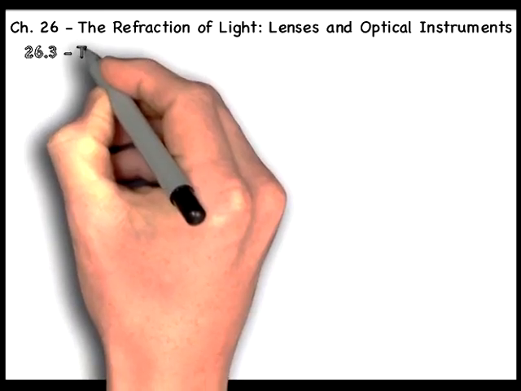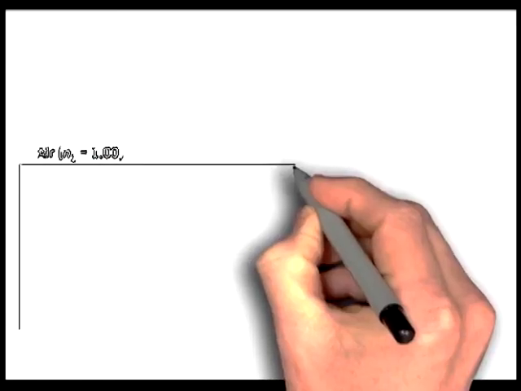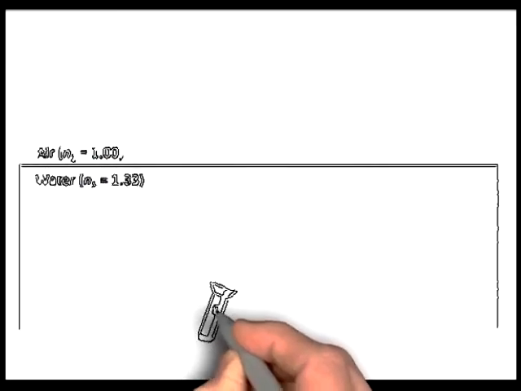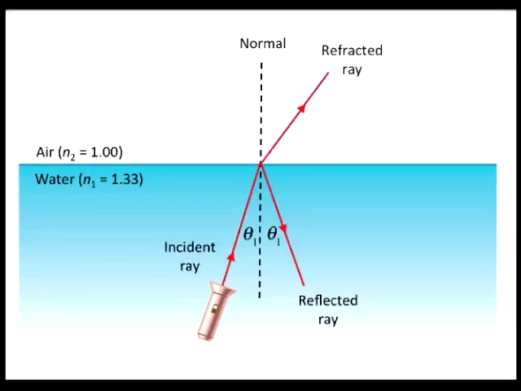In this section, we discuss the phenomenon of total internal reflection. When light passes from a medium of larger refractive index into one of smaller refractive index, for example, from water to air as shown here, the refracted ray bends away from the normal.